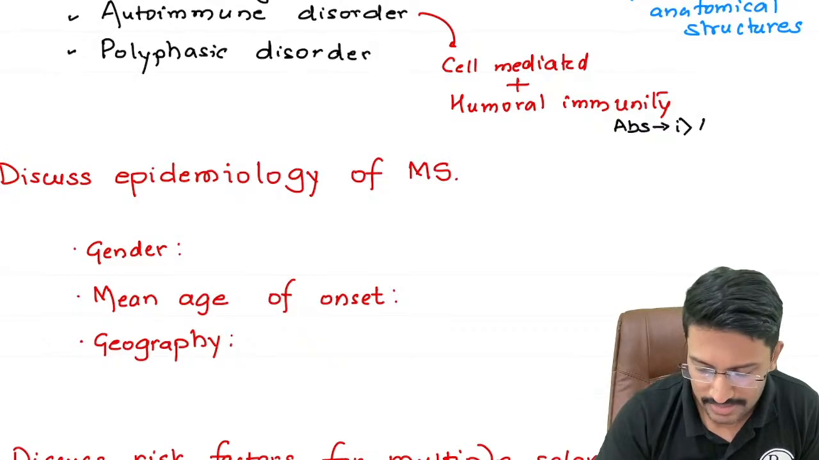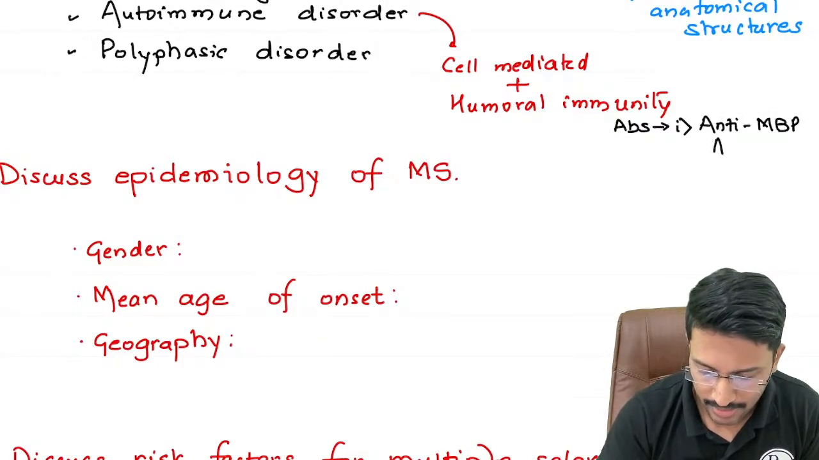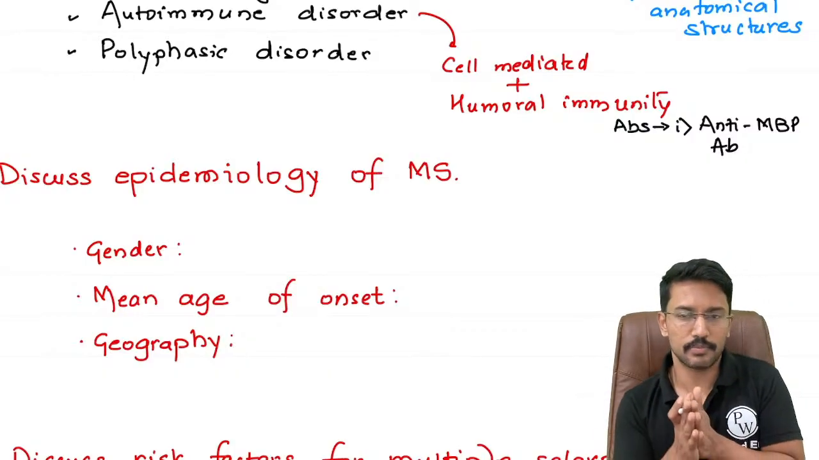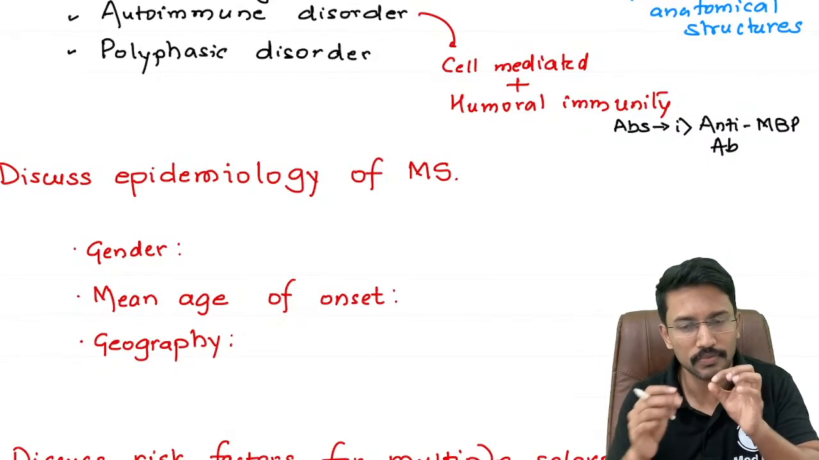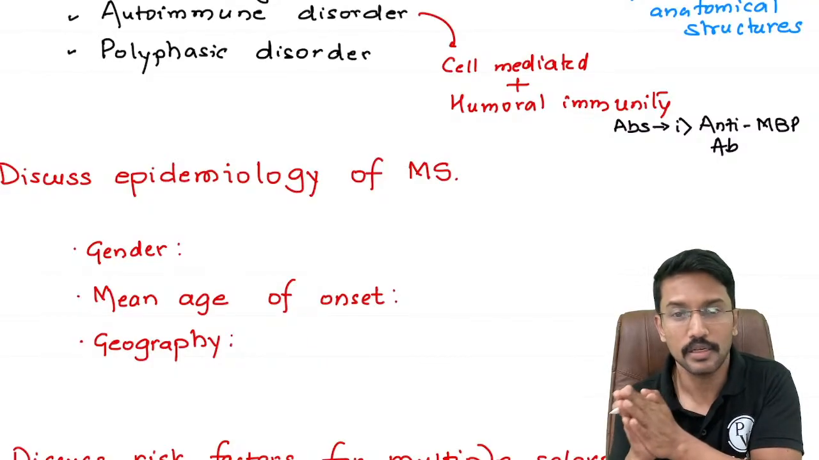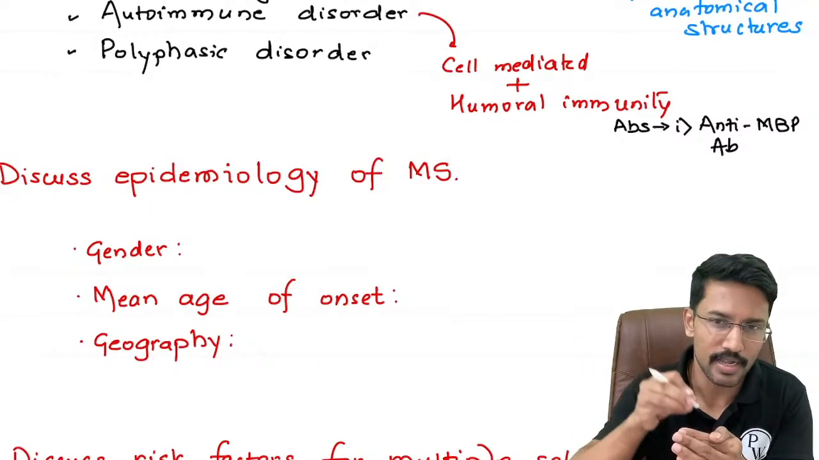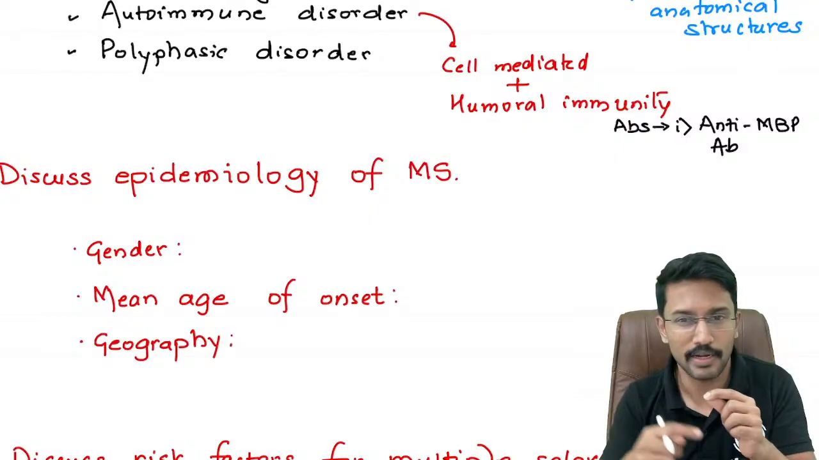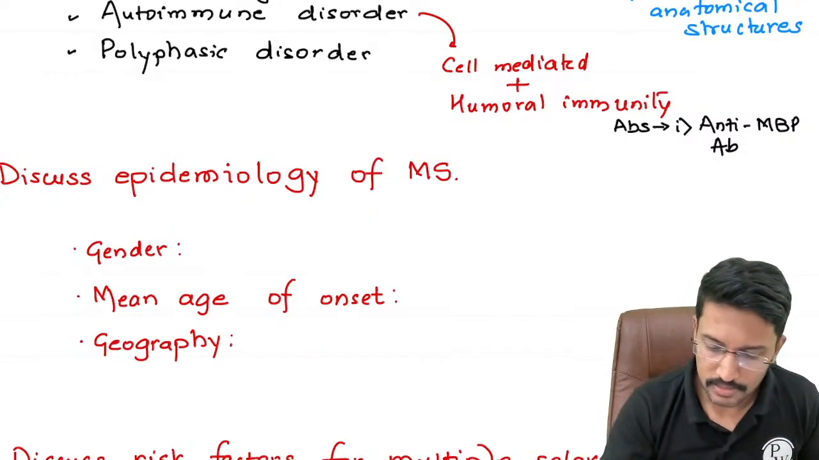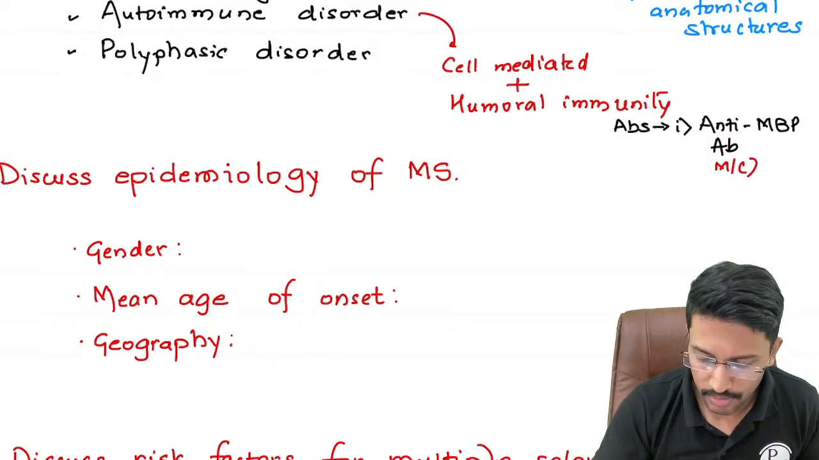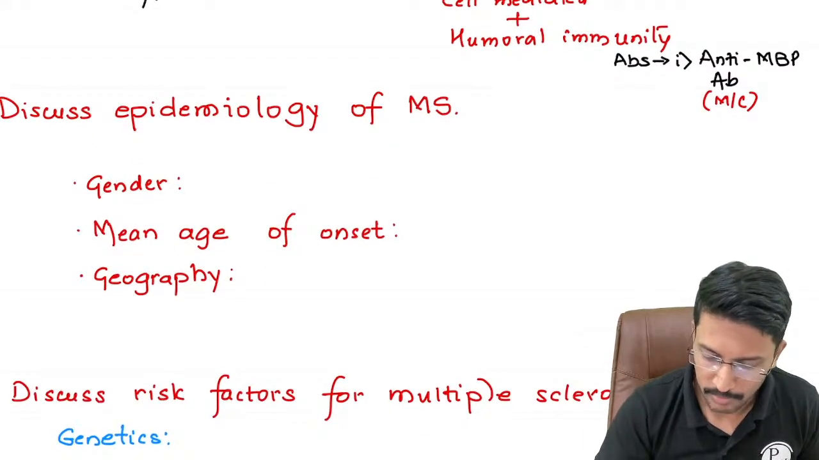The first one is called anti-myelin basic protein antibody. In the myelin sheath, to anchor the myelin sheath to the axons, we need a protein called myelin basic protein. They start producing antibodies against this. That is why myelin will not be able to stick to the neurons or the axons. And this is the most common antibody that we see in patients with multiple sclerosis.